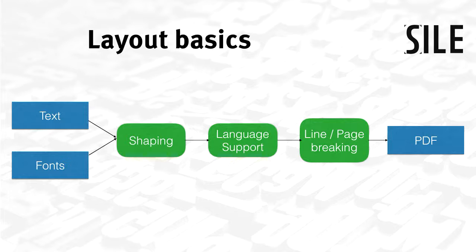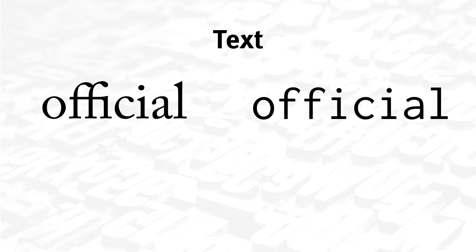And so this is the process. Style will take some text, take some fonts, merge them together, do various things that the languages of that text require, break it into lines, break it into pages, ship it out to PDF. And it's a very similar process when text comes in from the internet, gets laid out on your web browser, and gets displayed on the screen. So we're looking at this whole thing called text layout, and particularly complex text layout. But let's start simple. Let's start with the word official.